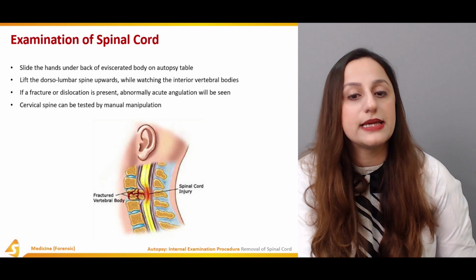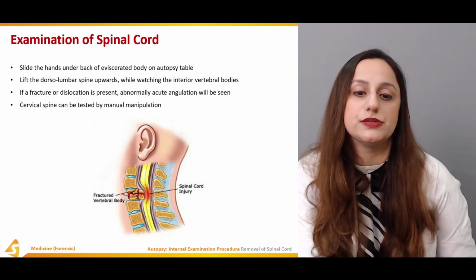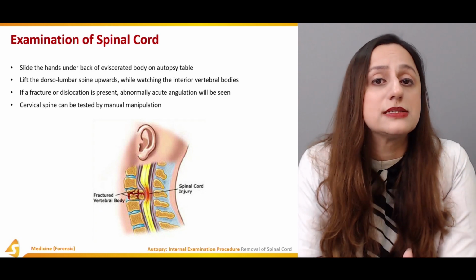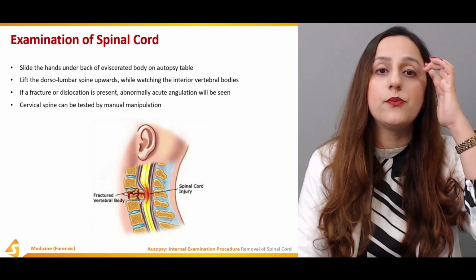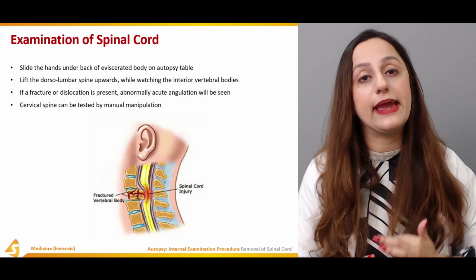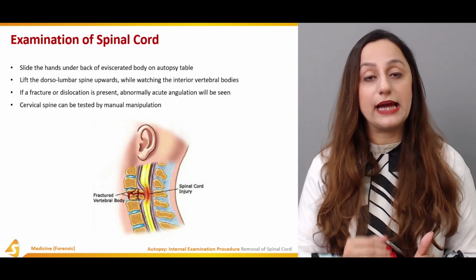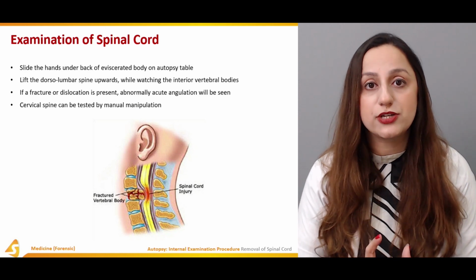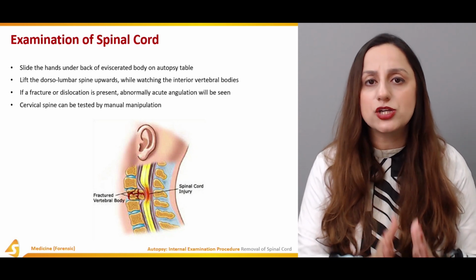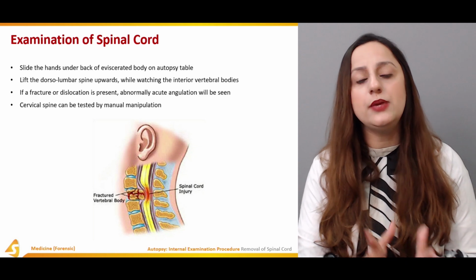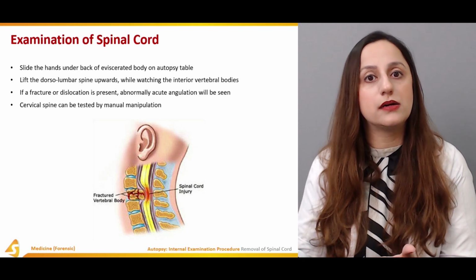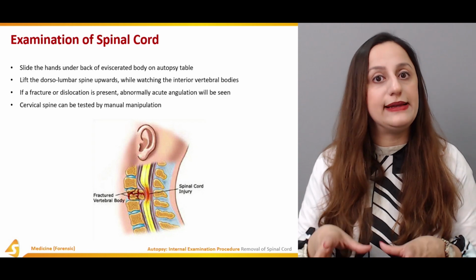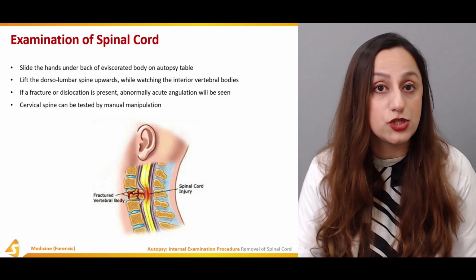The cervical spine can be tested by manual manipulation. At this level, when we are examining the spinal cord, it is very important that we avoid causing any fractures at the C6 and C7 levels, because they are undertaker fractures, and we don't want to mix the actual ante-mortem injuries with the post-mortem injuries that can occur during the autopsy procedures. So you have to be very careful while dealing with the spinal cord and the autopsy of the spinal cord.